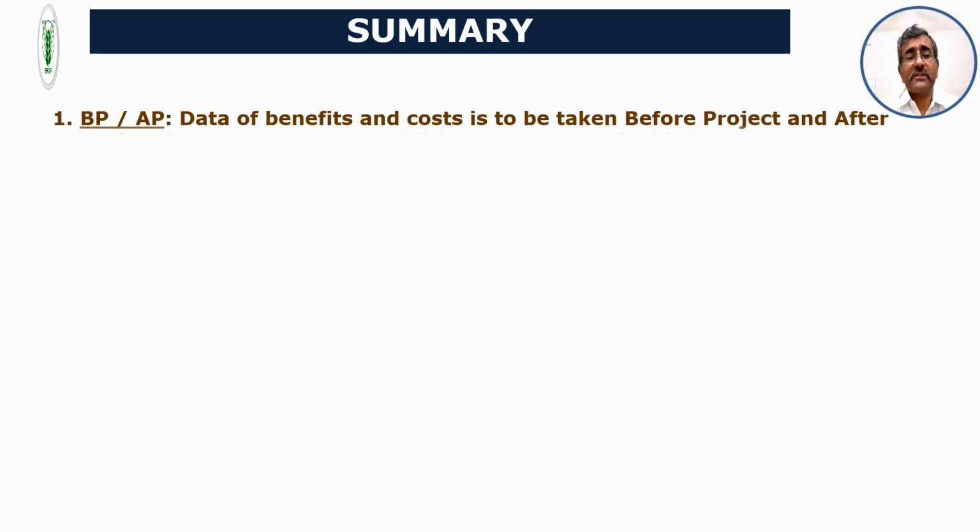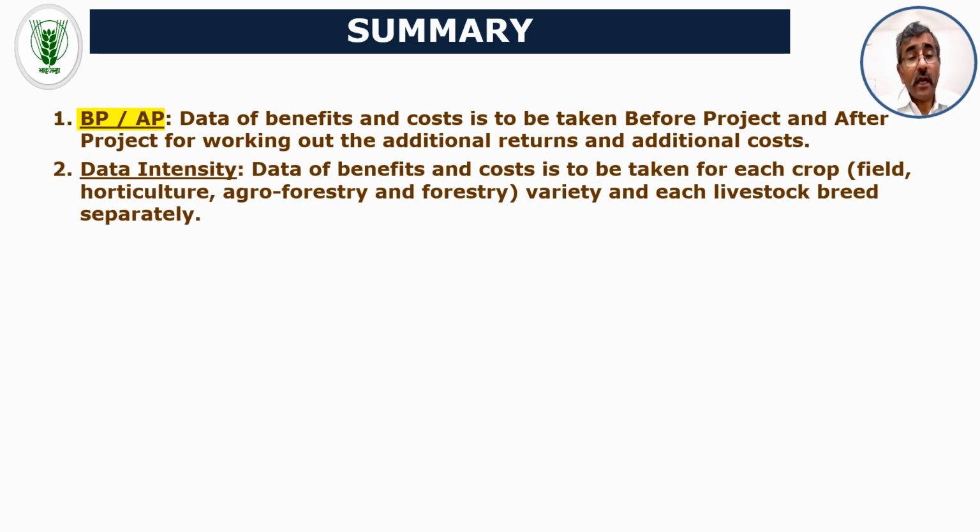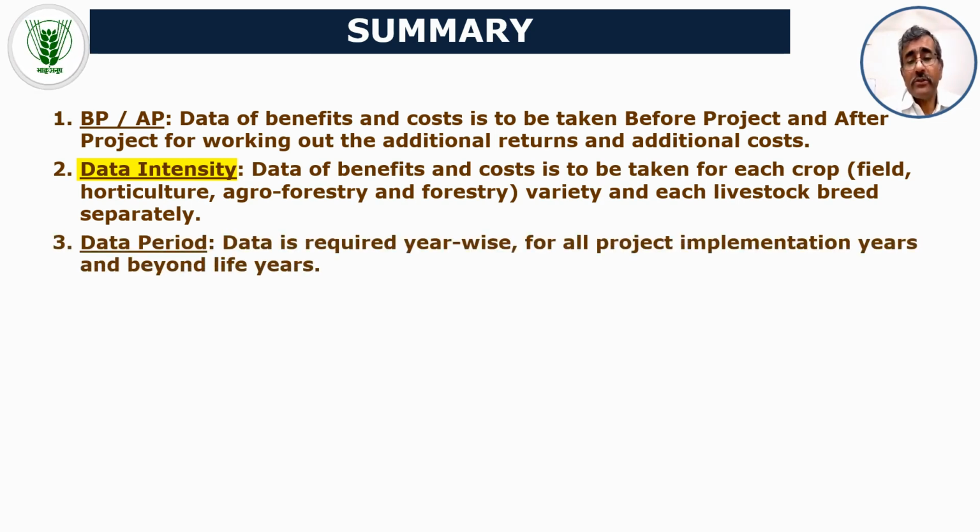So let me summarize what has been presented till now. The first is data of benefits and costs is to be taken before project and after project for working out the additional returns and additional costs. The data of benefits and costs is to be taken for each crop variety and also for each livestock breed separately. Data is required year-wise for all project implementation periods and beyond life years, and also data is required once for before the project.